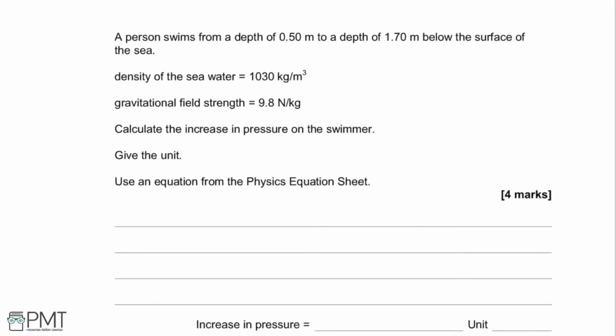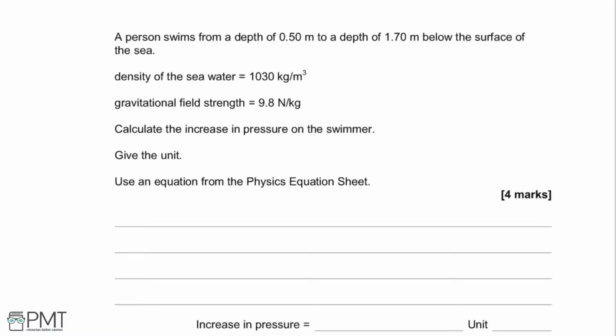For the final part of this question, we're told that a person swims from a depth of 0.50 metres to a depth of 1.70 metres below the surface of the sea. Density of the seawater is 1,030 kilograms per metre cubed. The gravitational field strength is 9.8 newtons per kilogram. And we need to calculate the increase in pressure on the swimmer. We should give the unit, and we can use an equation from the physics equation sheet.